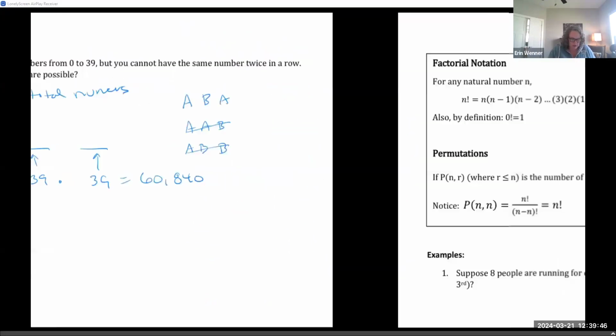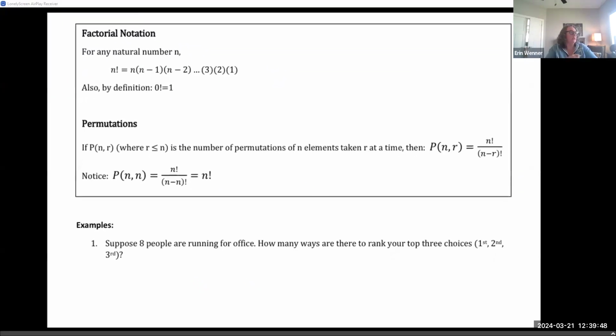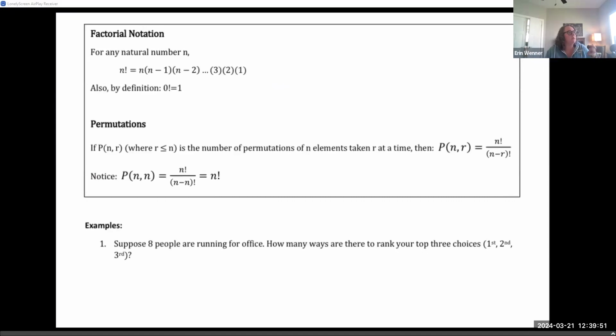All right. So let's get into some additional counting techniques. We have the concept of factorial notation. For any natural number n, n factorial, and that's not just n exclamation point as in you're really excited to say it. It's an actual mathematical operation. What it's saying is that n factorial is equal to the product of all the values less than n down to 1.